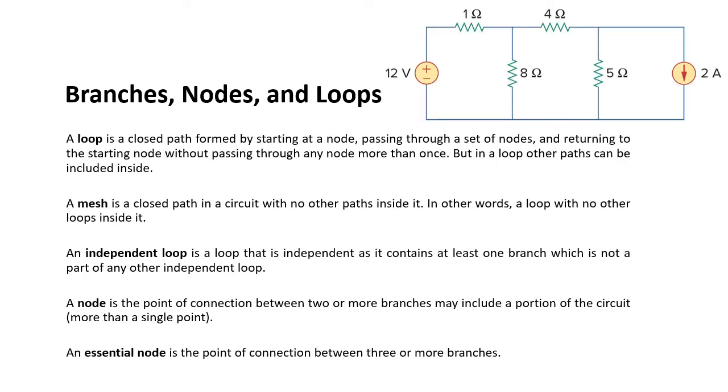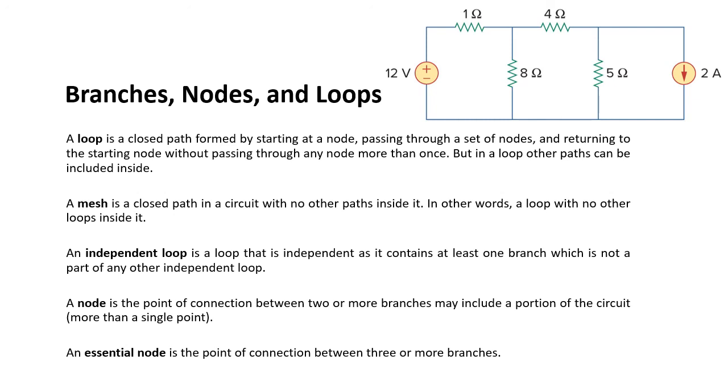Before I conclude this video with the last example, let's quickly recap some of the terms that we already learned in this video, and a couple more terms that I need to inform you. A loop is a closed path formed by starting at a node, passing through a set of nodes, and returning to the starting node without passing through any node more than once. It will go through this set of nodes and return to the initial node, and any node that it passes through, it has to be only once. It cannot be more than once.